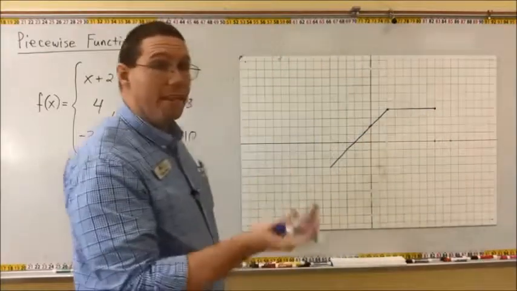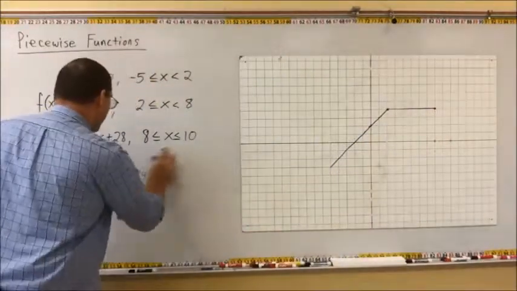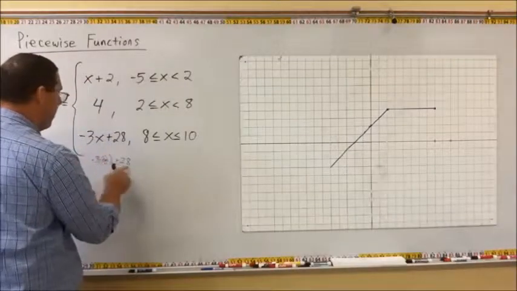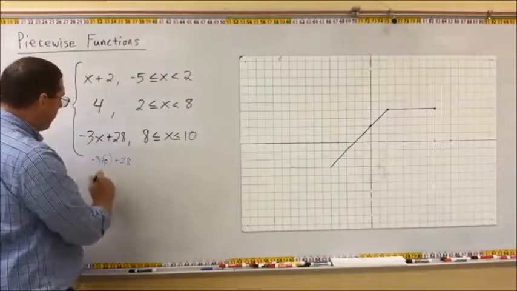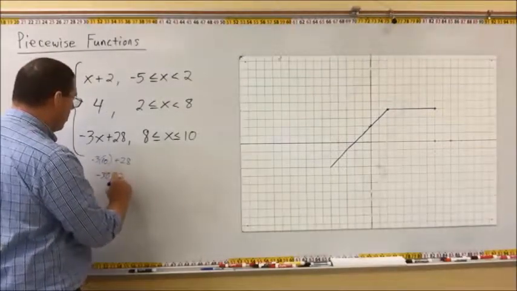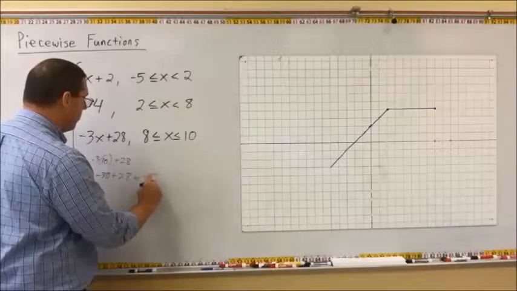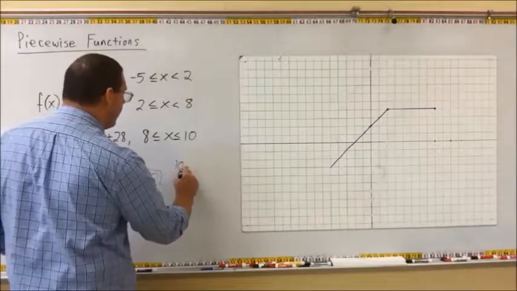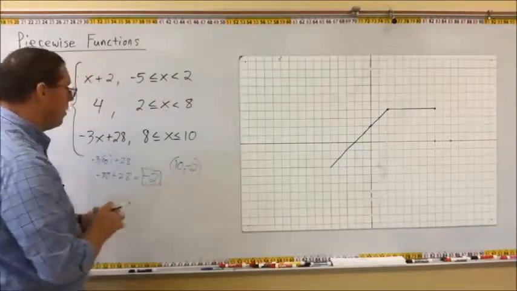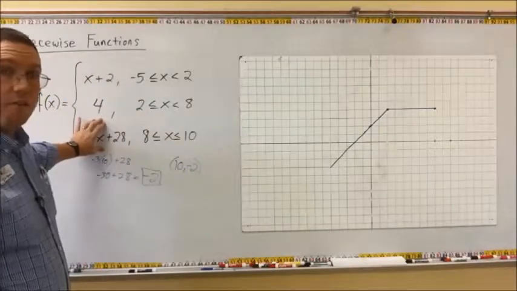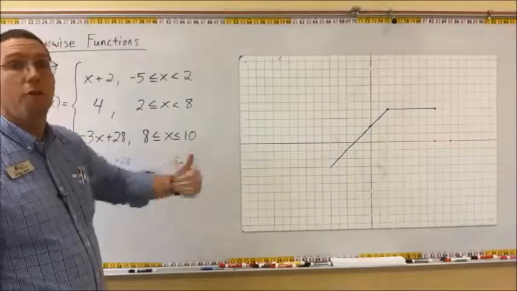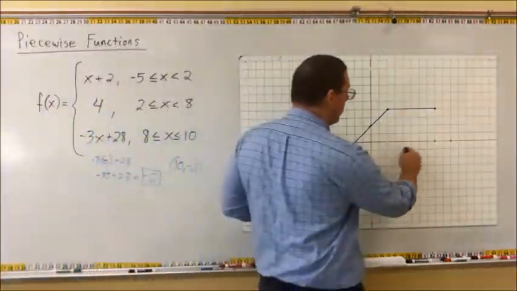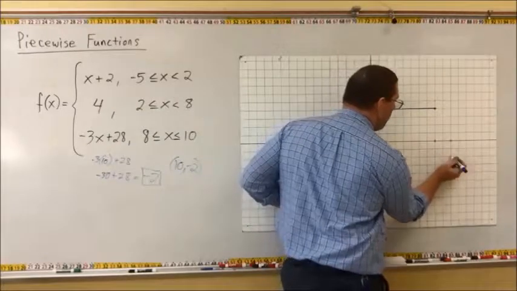Then we're going to plug the 10 in. All right, let's plug in the 10. And we have -3 times 10 plus 28. Well, -3 times 10, that's -30, plus 28, that's equal to -2, right? So we know that the coordinate (10, -2) is on this piece of the function. In fact, it's at the other end of the piece. So we're going to go to 10 and -2.